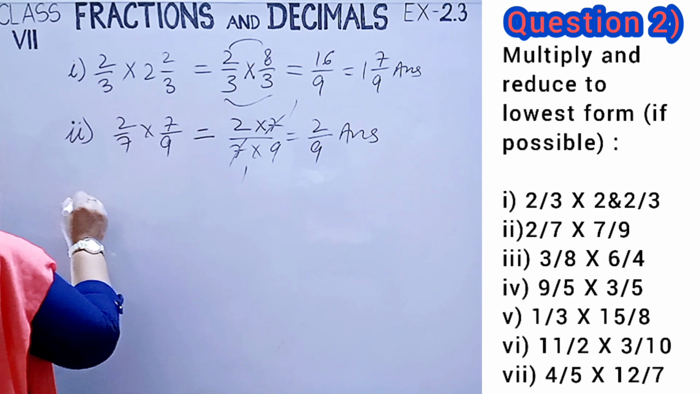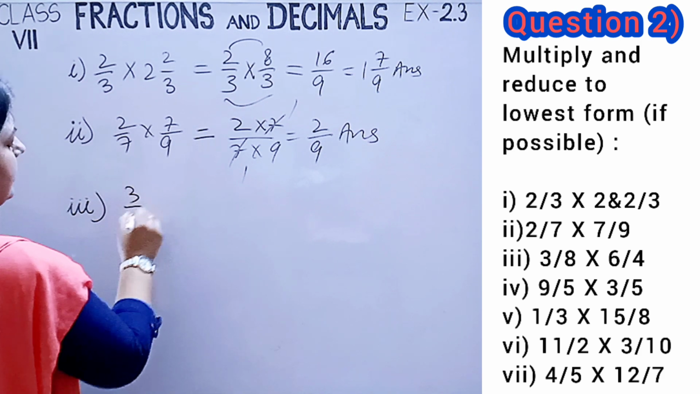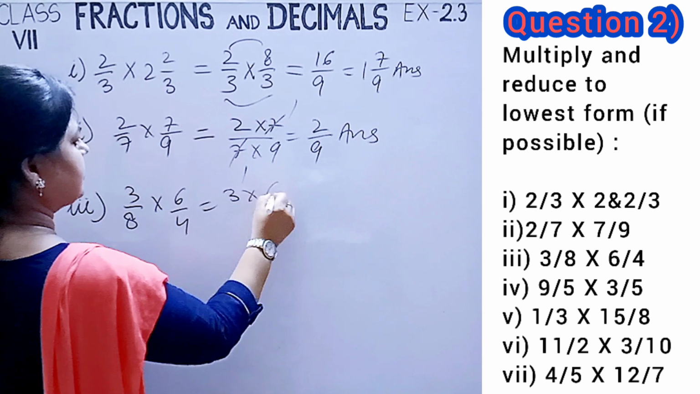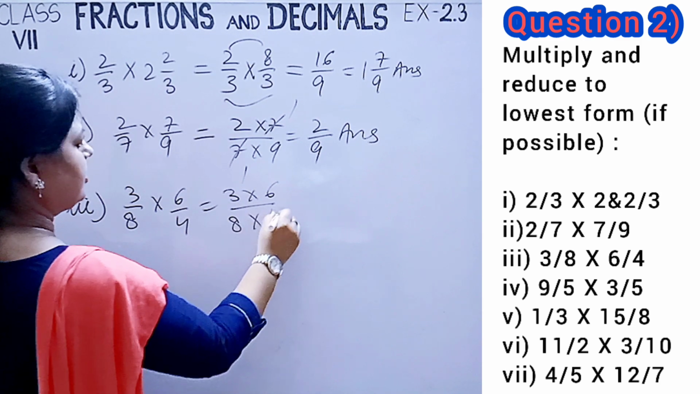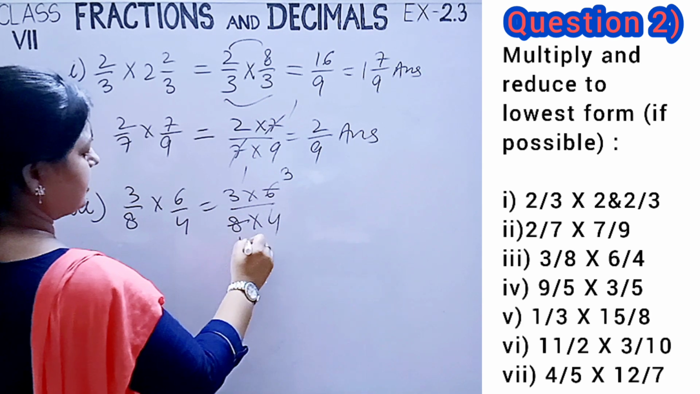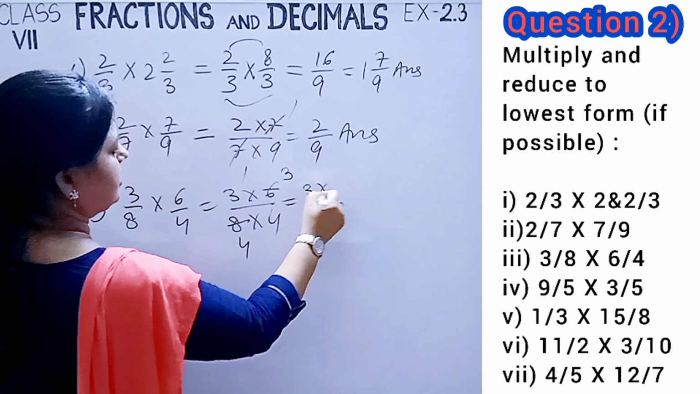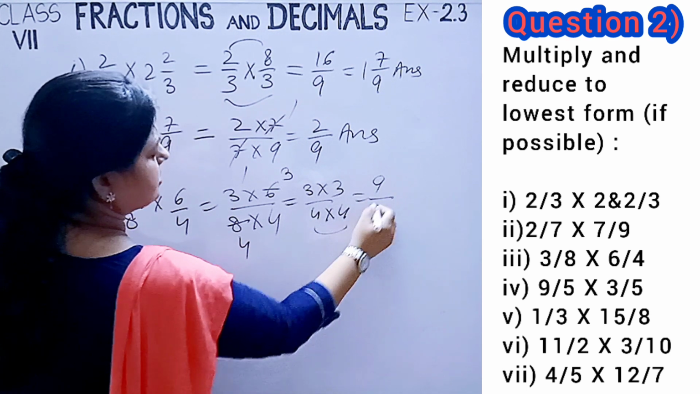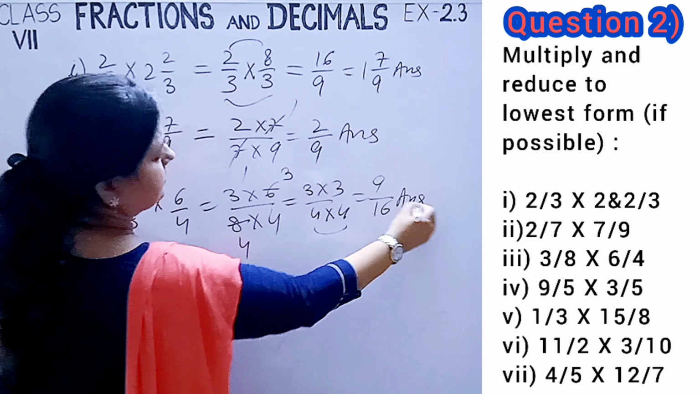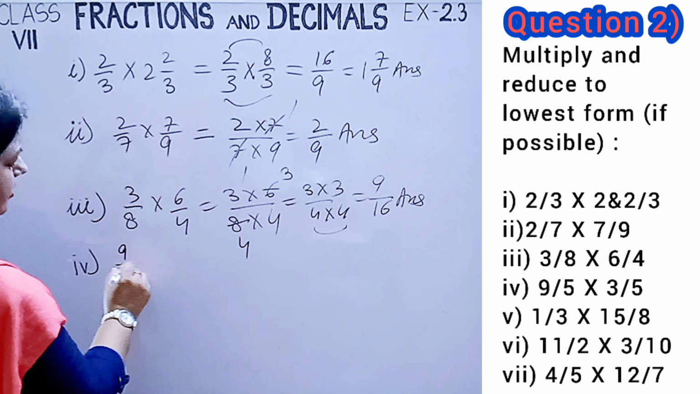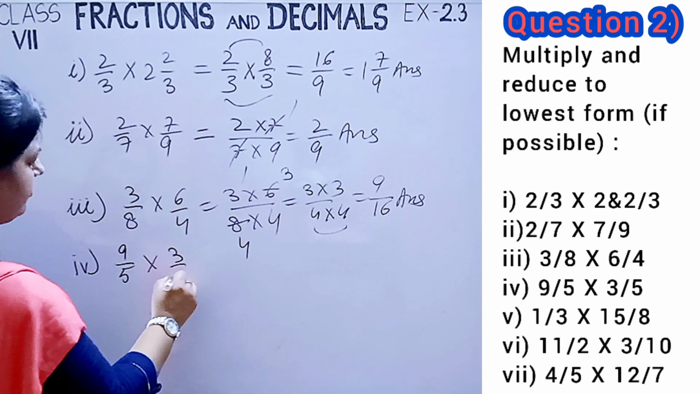Third part. 3 by 8 into 6 by 4. So 3 into 6 and 8 into 4. 2 3s are 6, 2 4s are 8. So 3 into 3 and 4 into 4. 3 3s are 9 and 4 4s are 16. Answer. Fourth part. 9 upon 5 into 3 upon 5.